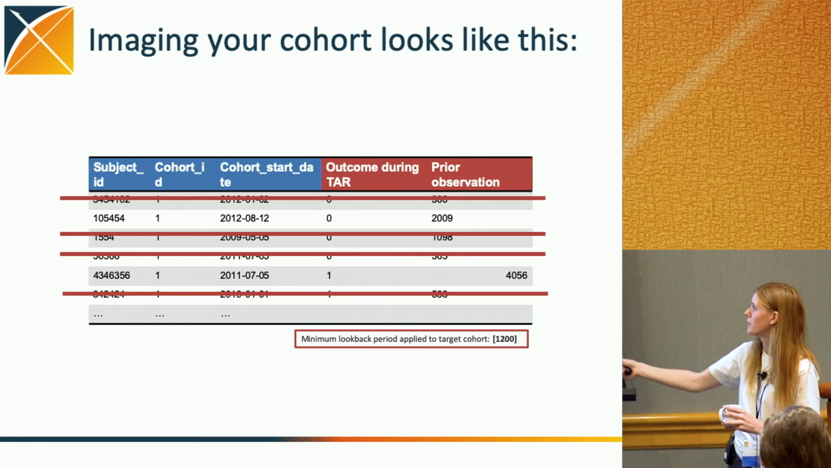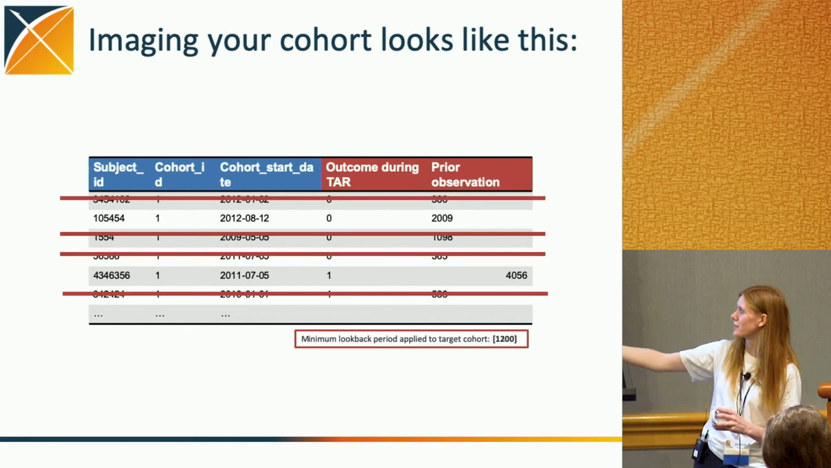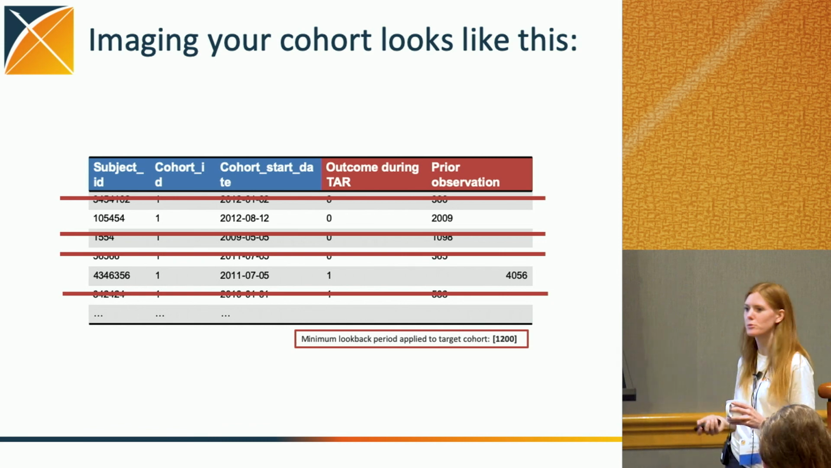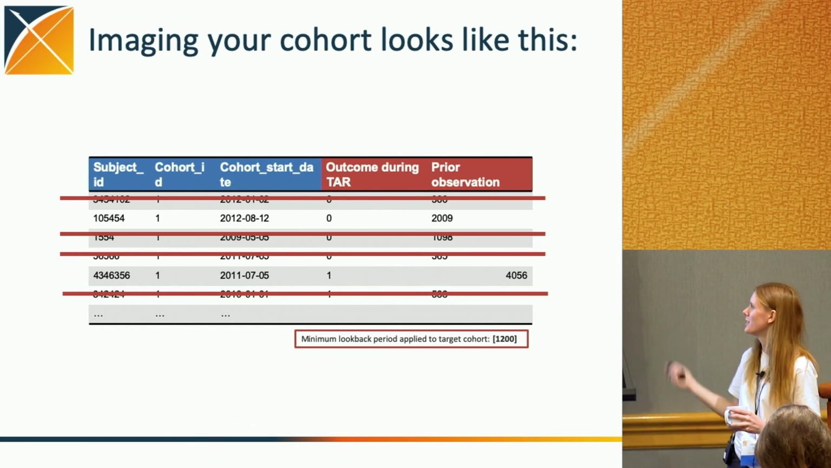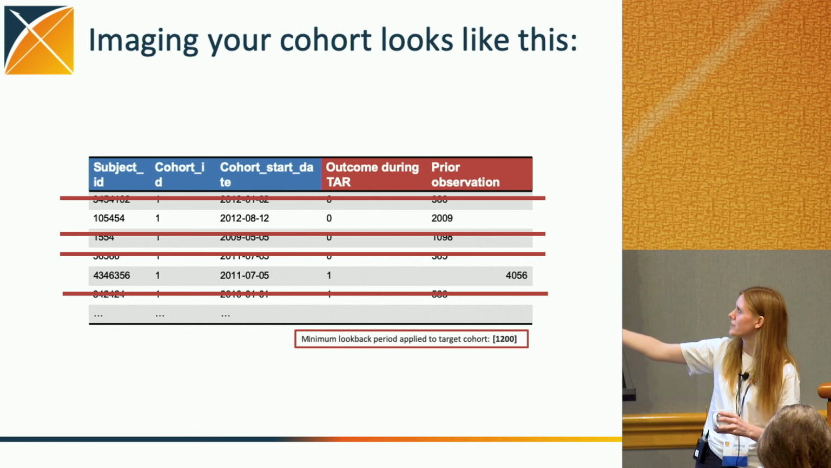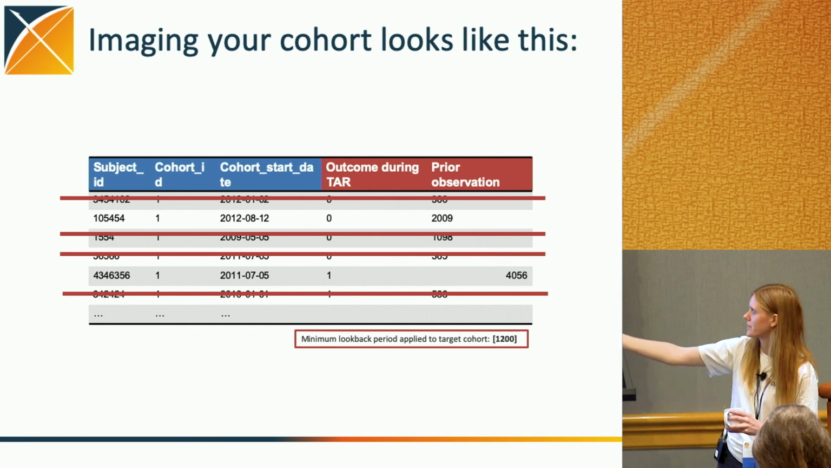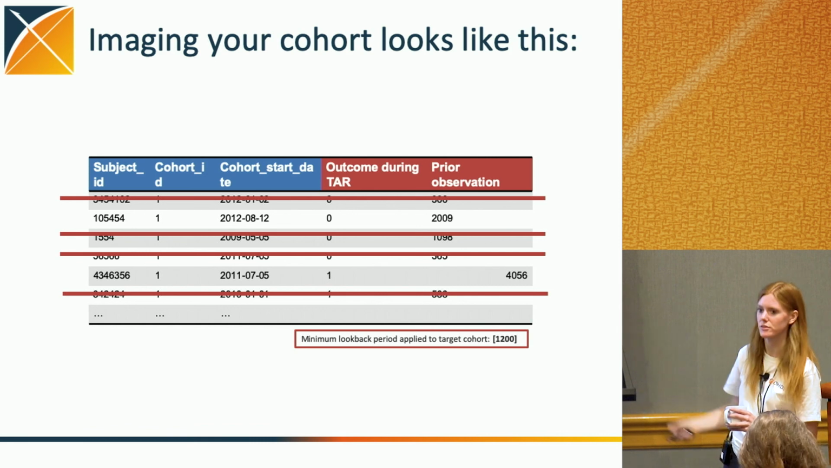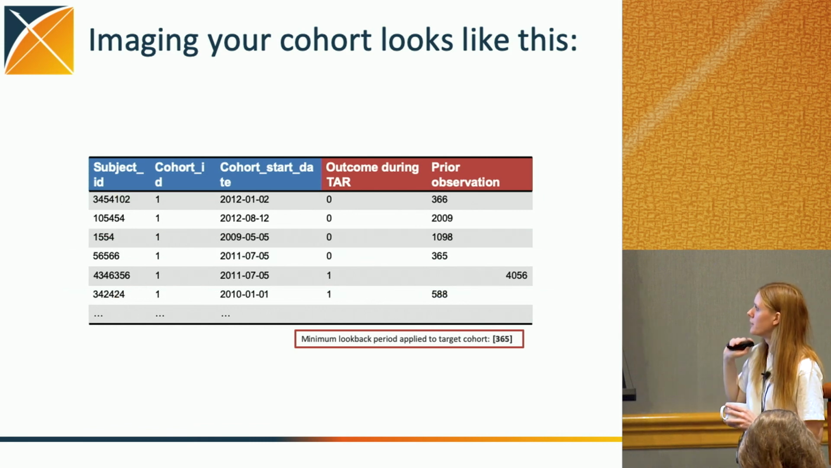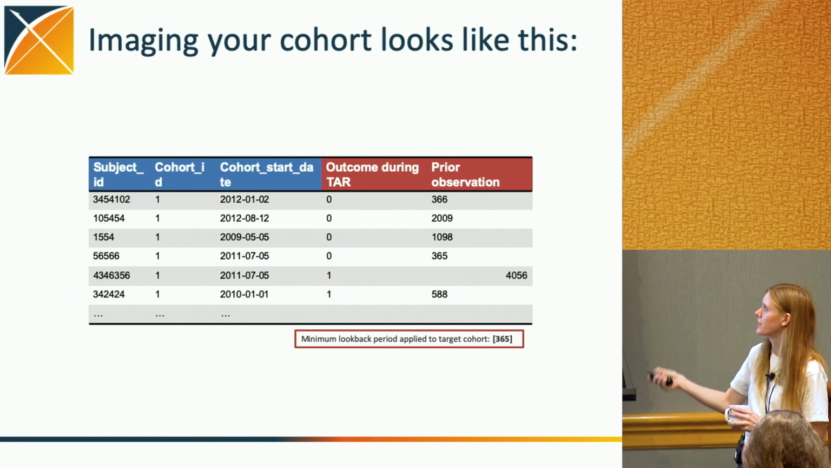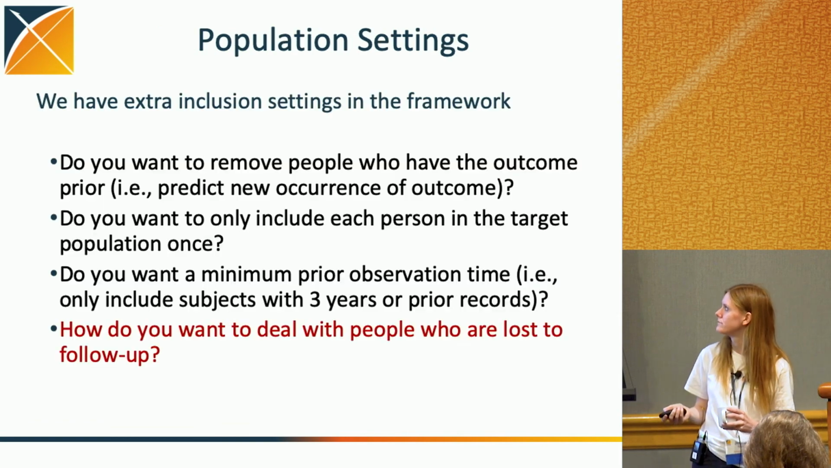And then you have the option maybe of making it even longer. So I want people to have at least 1,200 days. It's a bit subjective. But if I put that, it would get rid of this extra person as well. So we only have 2 people now in this example that have very long prior observation. And then the minimum look back of 365, they all satisfy that, so they would all be kept in.